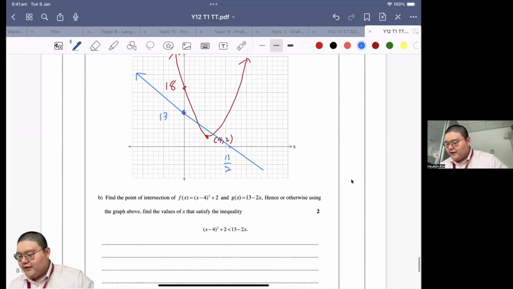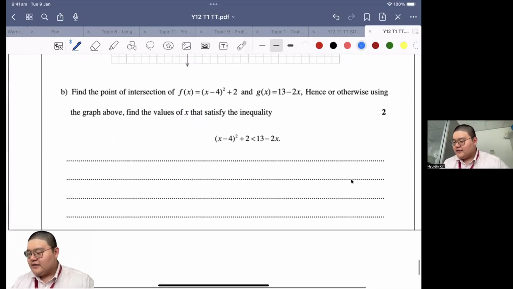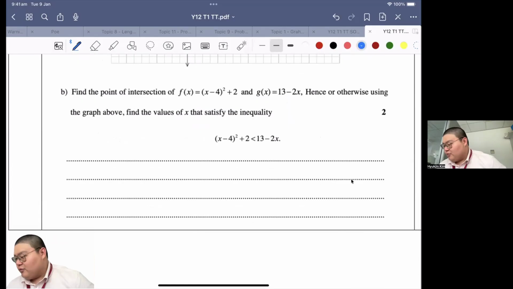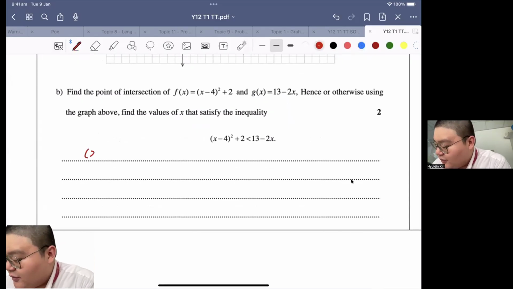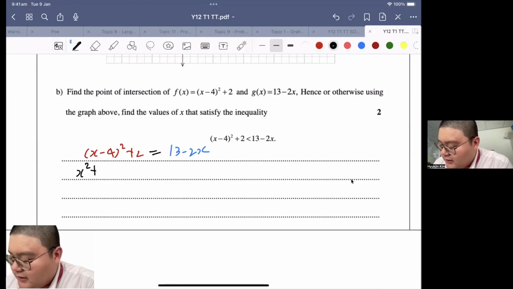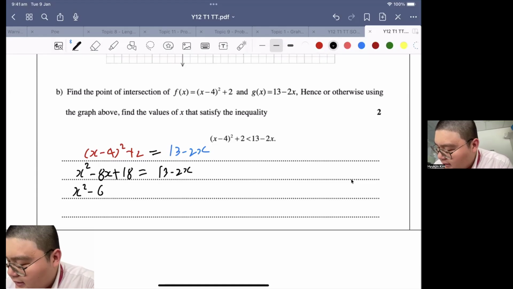Okay, now find the point of intersection of these guys, hence or otherwise using the graph above. Find the values of x that satisfy the inequality, this. They said point of intersection. Maybe there's only one. We'll find out if we sketch it out, right? So if we actually algebraically solve this, then it will make sense to us. X squared minus 8x plus 18 equals 13 minus 2x. X squared minus 6x plus 5 equals 0. X minus 5, x minus 1 equals 0.